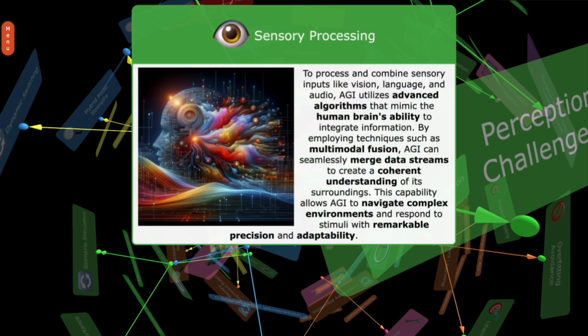To process and combine sensory inputs like vision, language, and audio, AGI utilizes advanced algorithms that mimic the human brain's ability to integrate information. By employing techniques such as multimodal fusion, AGI can seamlessly merge data streams to create a coherent understanding of its surroundings. This capability allows AGI to navigate complex environments and respond to stimuli with remarkable precision and adaptability.